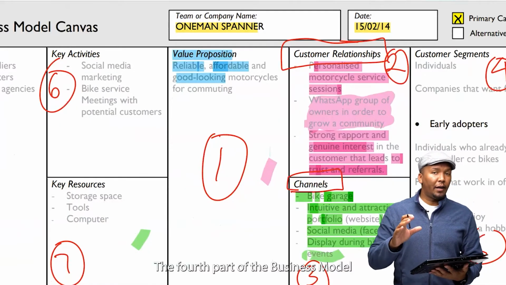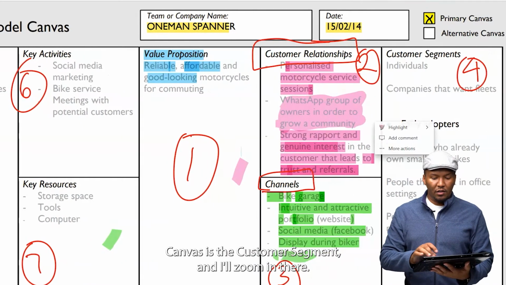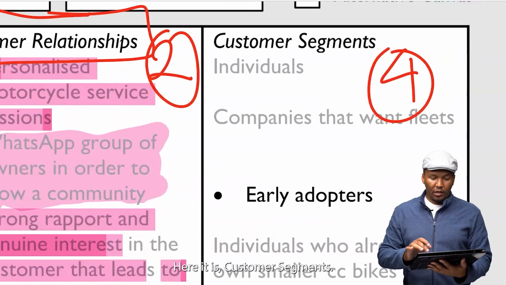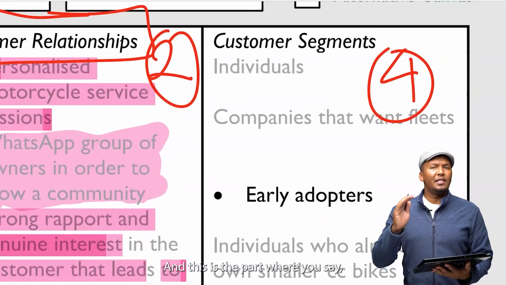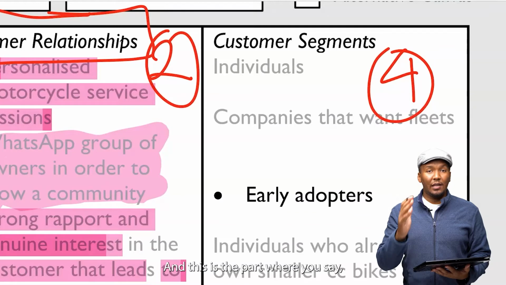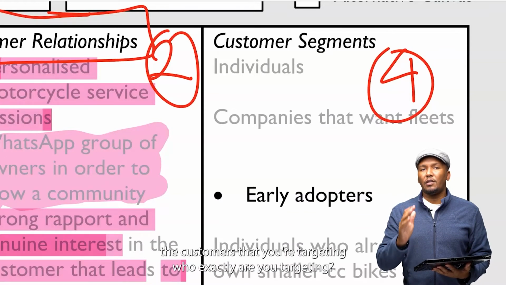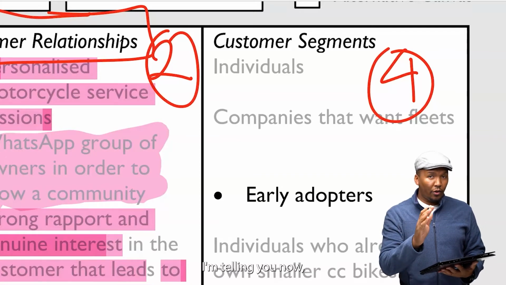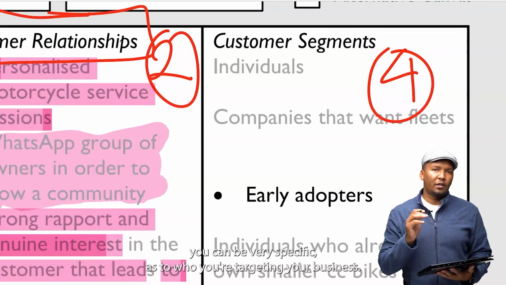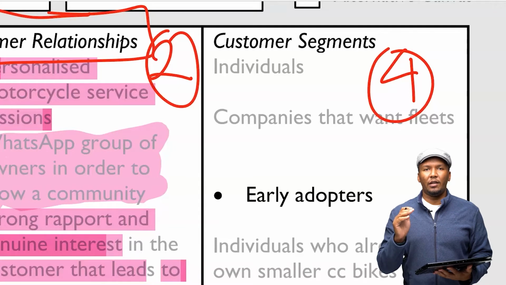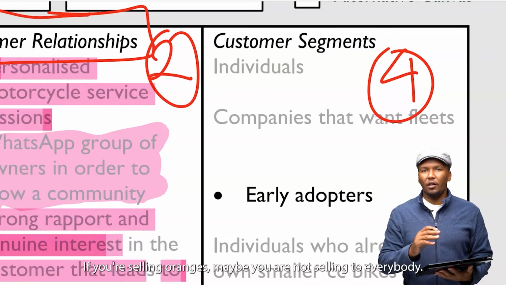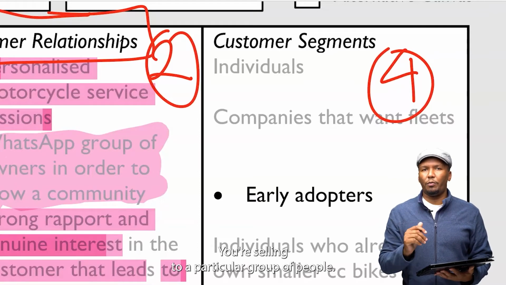Okay. The fourth part of the business model canvas is the customer segment, and I'll zoom in there. Here it is, customer segments. This is the part where you say the customers that you're targeting. Who exactly are you targeting? I'm telling you now, you can be very specific as to who you target in your business, and it's very important that you're specific. Your business cannot be for everybody. If you're selling oranges, maybe you're not selling to everybody. You're selling to a particular group of people.